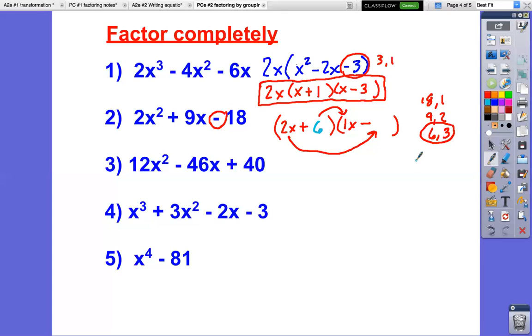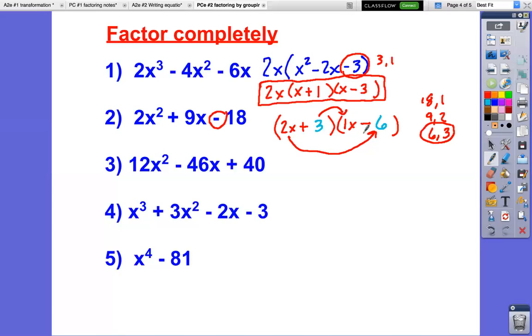No. Why not? Because they're both even, so I could pull out a common factor. Yep. So the 6 can't go there because I could pull out a common factor. So the 6 could go here. So that works as long as I don't have any common factors.